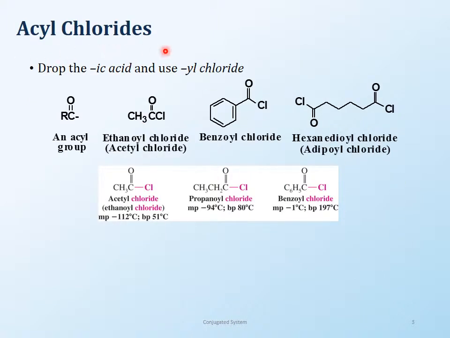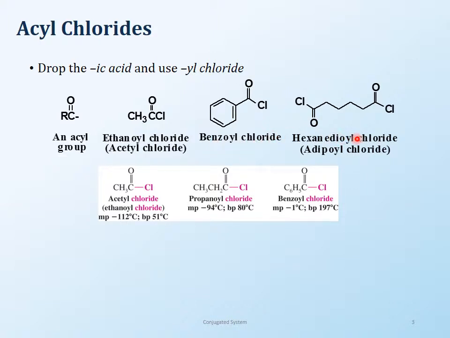So for acyl chlorides in the nomenclature, this is very simple, and again, we'll try not to make it too complicated. So remember the acyl group is the RCO group. So that's an acyl group in general. That's how we call it. So in case of acid chlorides or acyl chlorides, you will drop the -ic acid and use -yl chloride. For example, in case of ethanoic acid, which would have been acetic acid, it will be called ethanoyl chloride or acetyl chloride. Acetyl is coming from acetic acid. And then from benzoic acid, it will be called benzoyl chloride.